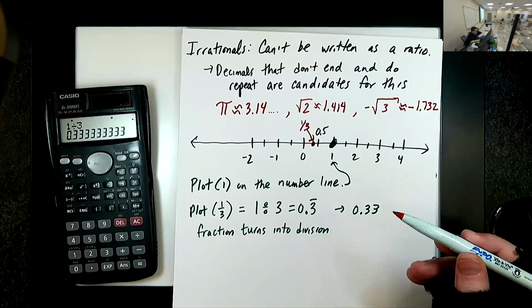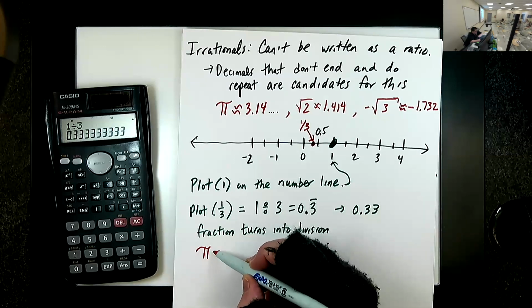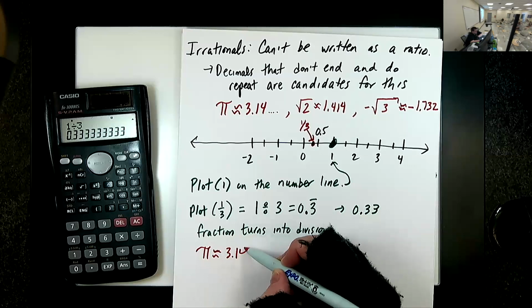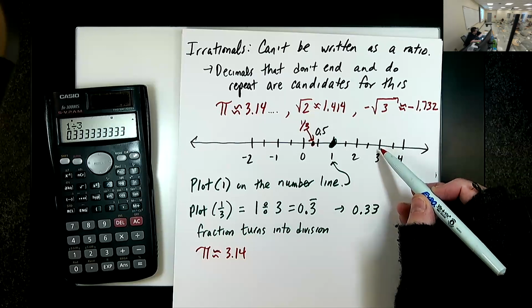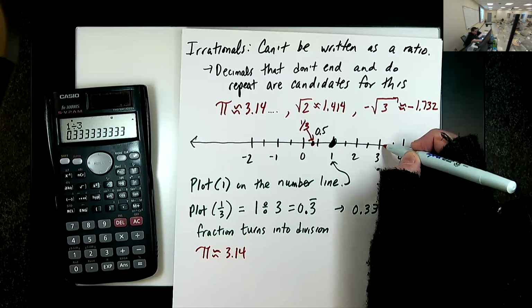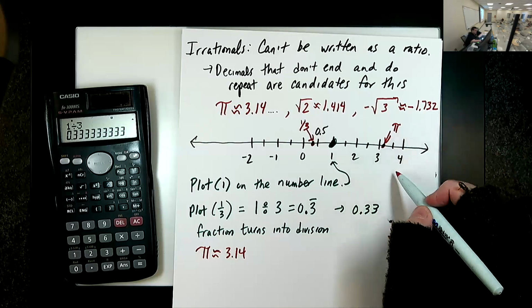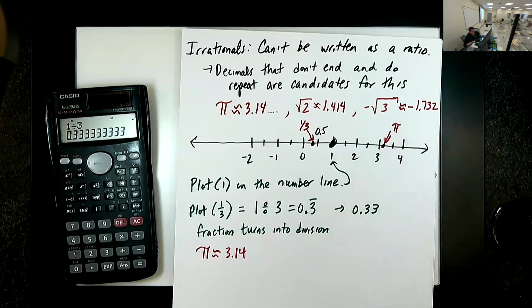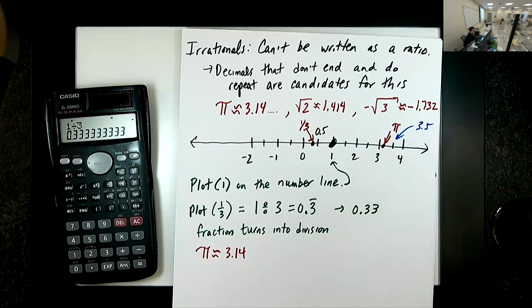We can do the same thing with pi. Pi is approximately 3.14. I'm going to go to the 3. And 3.14 is more than 3, but it's less than 3.50. So it's closer to 3, so maybe pi is right there. The middle point is 3.5, and it's closer to 3 than 3.5, so we'll put a dot closer to 3.